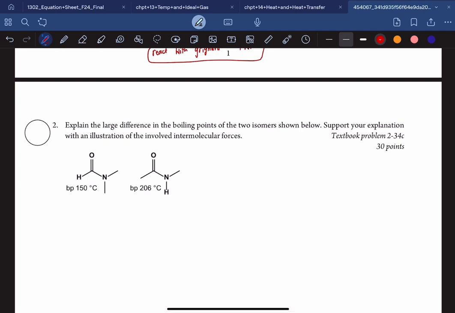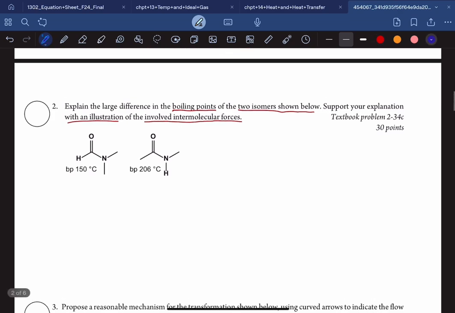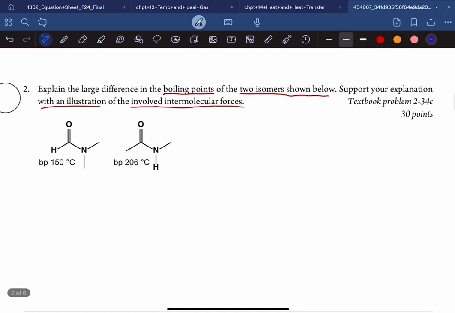Okay, so moving on to question 2. Wow, that was only one question. It was a lot of points. So let's explain the large difference in the boiling points of the two isomers shown below. Support your explanation with an illustration of the involved intermolecular forces. So he's kind of hinting at you here that you need to draw something for him to see so you fully understand it. The good news is you get to see what the boiling points are. So he gives you this boiling point and he gives you this boiling point.